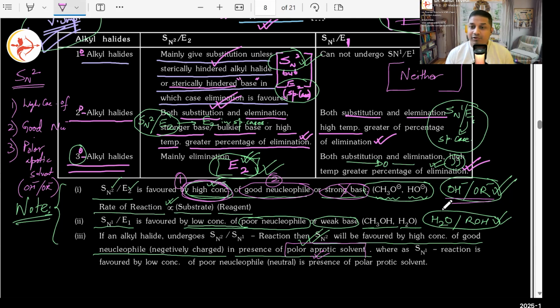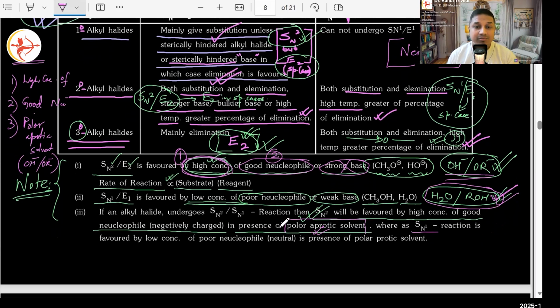At the same time, these fellows are protic solvents. They have the replaceable acidic hydrogen present in them. Yes or no? ROH or water, they have replaceable hydrogen. So SN1 will be favored when? Write that down also. First case, low concentration. Is that clear? Low concentration of what? Second point, a poor nucleophile.